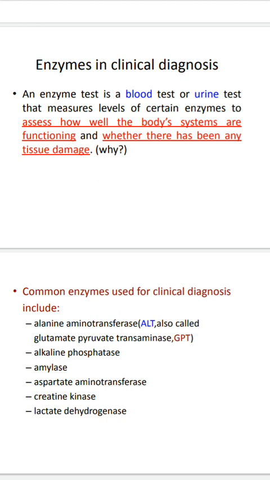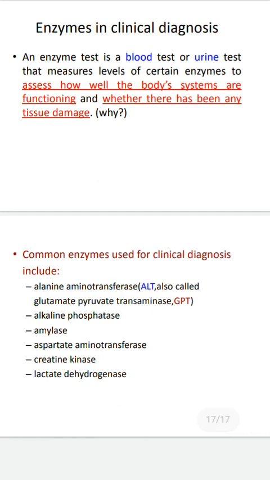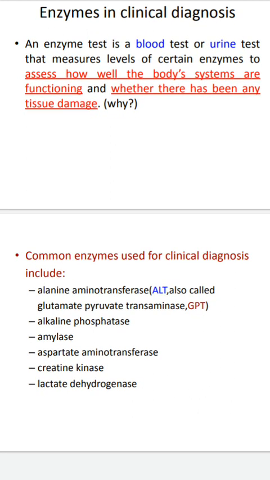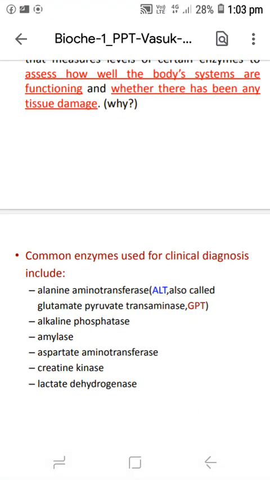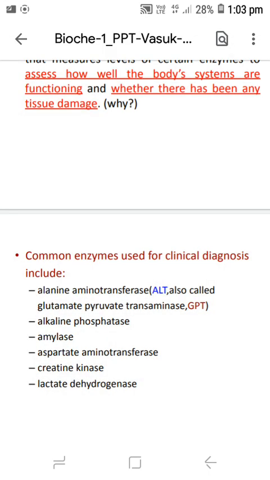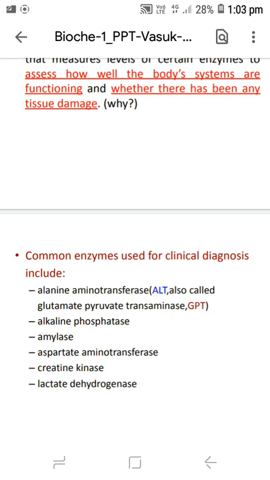Amylase is an enzyme that converts starch into sugars. Lactate dehydrogenase is also used. It is related to the TCA cycle, which we can also call the Krebs cycle. You can see the function of lactate dehydrogenase as an enzyme.